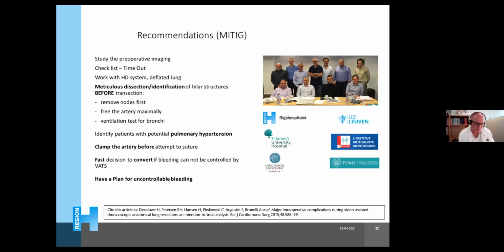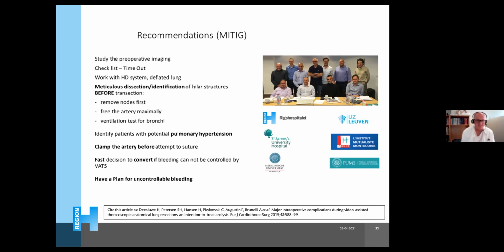And nowadays work with an HD system. We work with an HD 30-degree angle camera, and now we have a 3D endosuite, which is also beneficial in my view. Proper deflation of the lung. Some anesthesiologists like to use bronchial blockers and similar. I would like a proper double lumen tube so I can deflate properly, but also I can inflate and deflate during the procedure if there's any doubt about the bronchial tree.